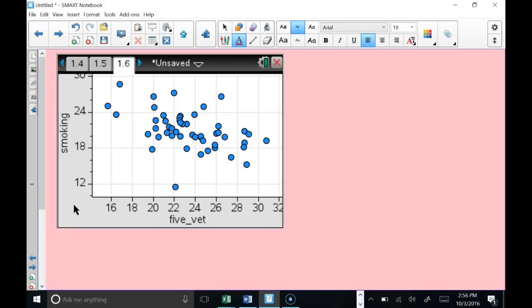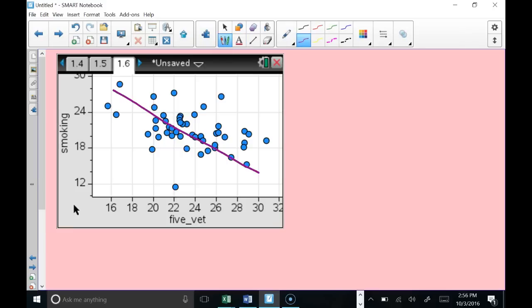Because if I go over here, I can imagine drawing a line that kind of captures the essence of this data. But I see something unusual over there. And I also notice that it's negative, that as the vegetable servings go up, the smoking goes down. Let's see if we could put this together. So let's start our FUDS.